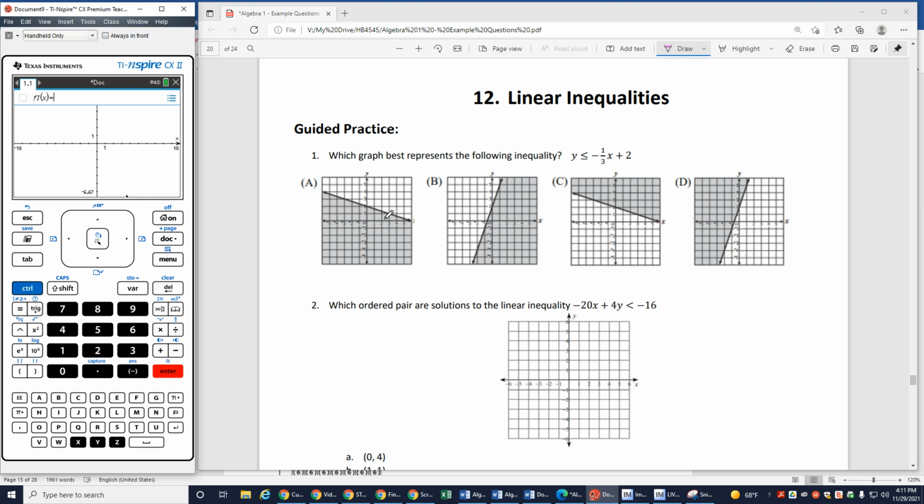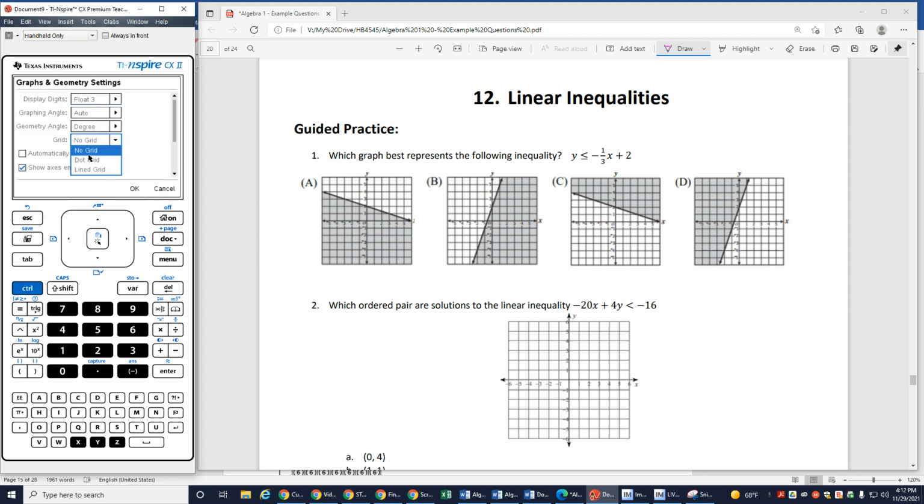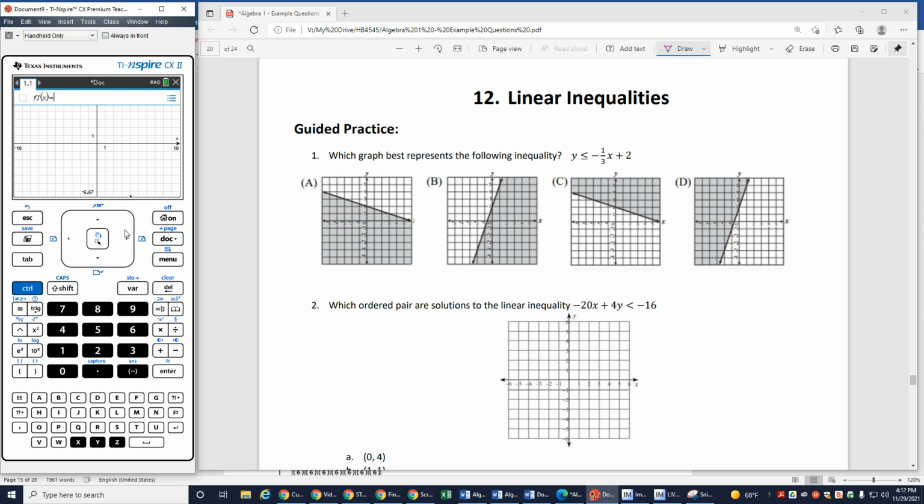Okay, and just in case I want to see it, I'm going to turn those grids on. So I'm going to hit Menu, Settings, and turn that grid on for myself. Lined grid.